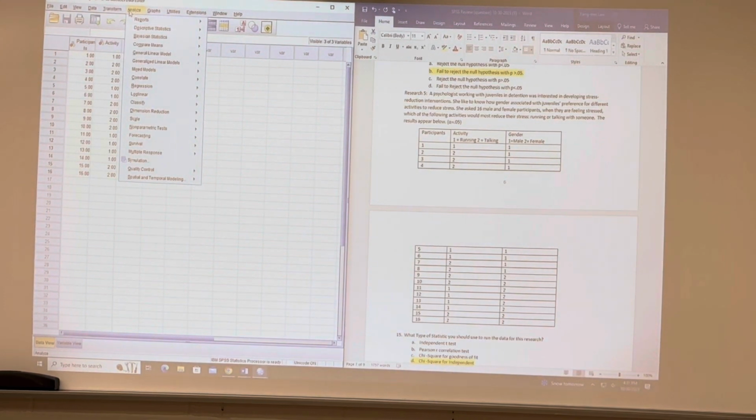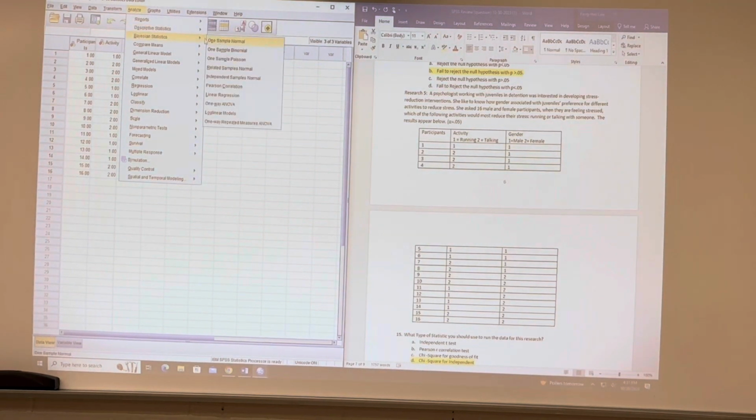Libby, where do we go? Descriptive statistics. Where do we go? Descriptive statistics. Okay, descriptive, crosstabs. And crosstab. Very good. Descriptive and crosstab. Okay?